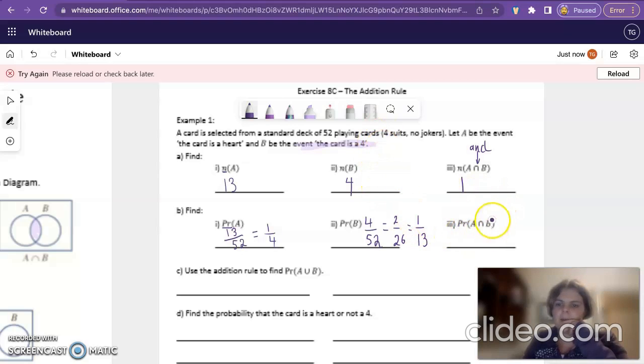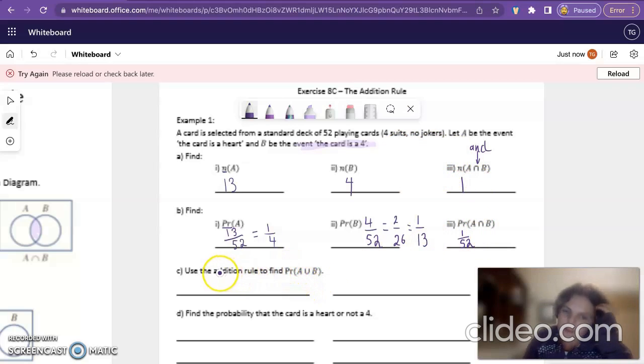Now we've got the probability of A intersect B. So we have our number in the intersection from the above question, which is 1, and then the total number of cards in the deck, 52. Makes sense, right? There's only one 4 of hearts in the deck.